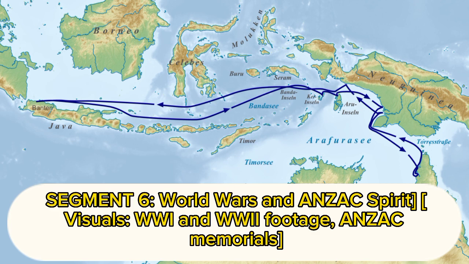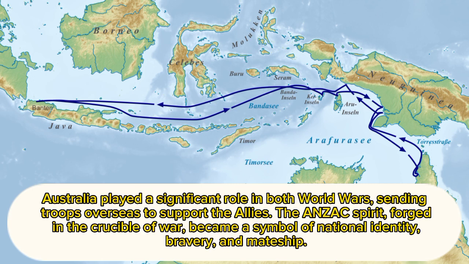Segment 6: World Wars and ANZAC Spirit. Visuals: WWI and WWII footage, ANZAC memorials. Australia played a significant role in both world wars, sending troops overseas to support the Allies. The ANZAC spirit, forged in the crucible of war, became a symbol of national identity, bravery, and mateship.